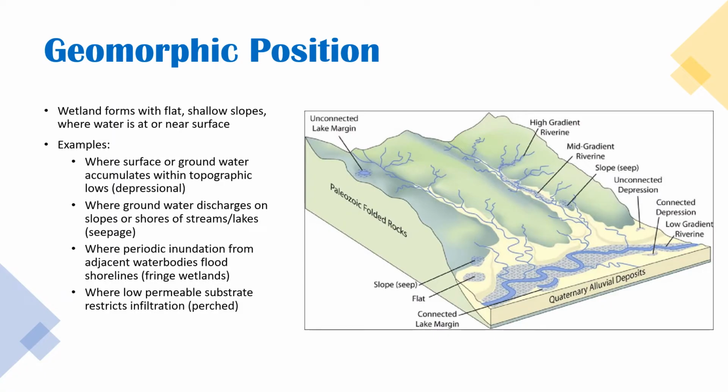So the geomorphic position actually plays a very important role in forming wetlands, as they normally form in flat, shallow slopes where water is at or near the surface. This figure shows some examples. For example, we have a seepage slope wetland over here, what occurs at the bottom of a mountain or a hill. We have depressional wetlands that just form in areas that are a little bit lower on the landscape. We also have riverine type floodplain wetlands that occur due to overbank flooding. And then we also can have perched wetlands that form due to an impermeable soil substrate.